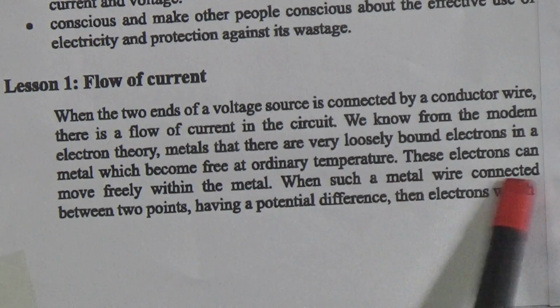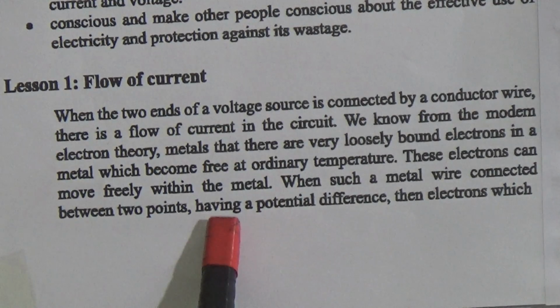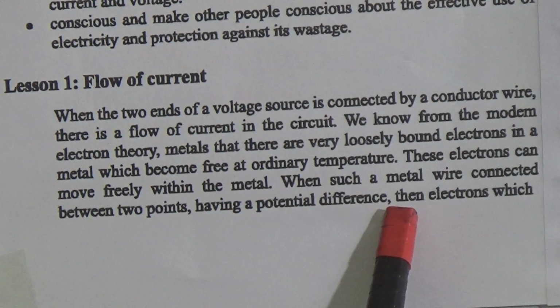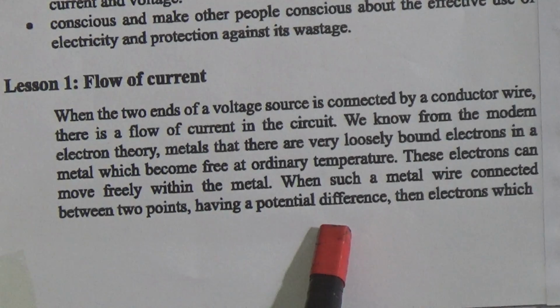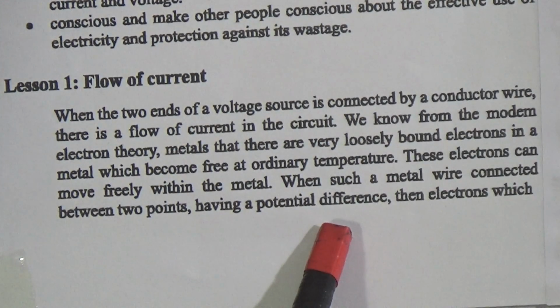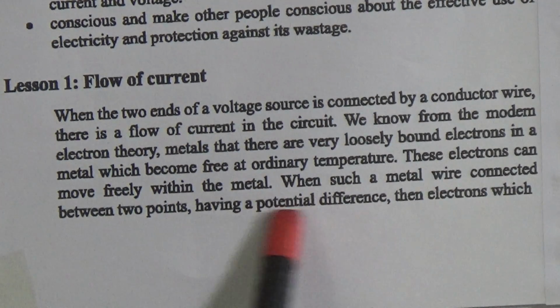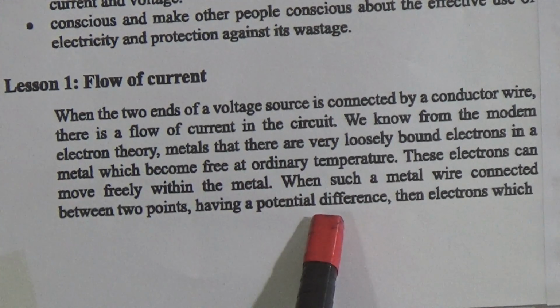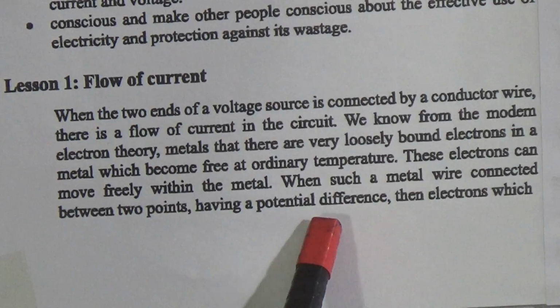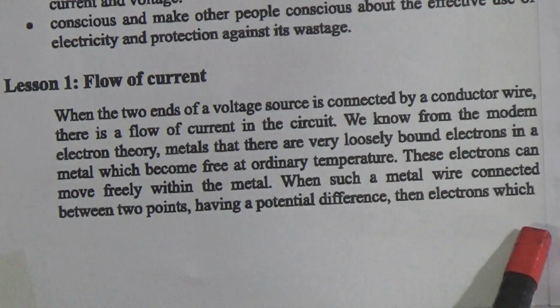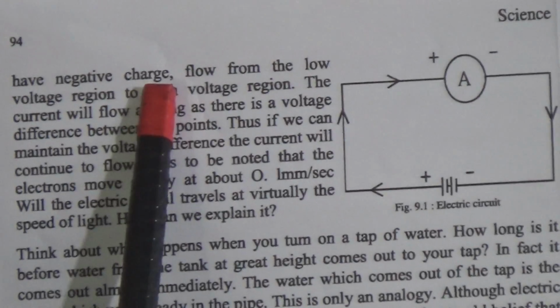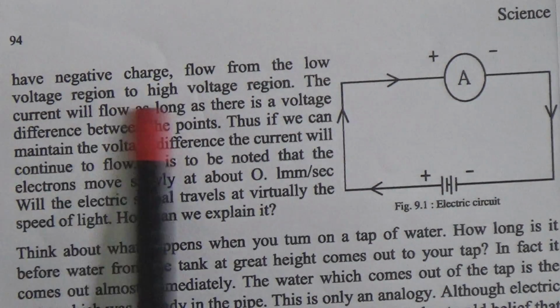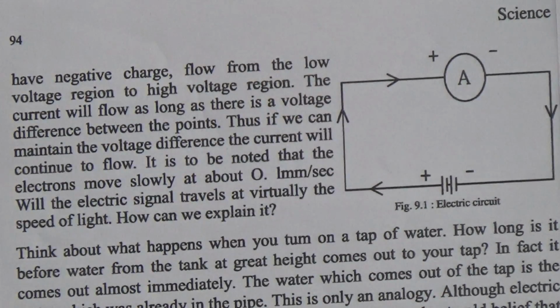When such a metal wire is connected between 2 points having a potential difference, dear students, what is potential difference? The voltage difference between two ends of the conductor is known as potential difference. Then electrons, which have negative charge, flow from the low voltage region to the high voltage region.